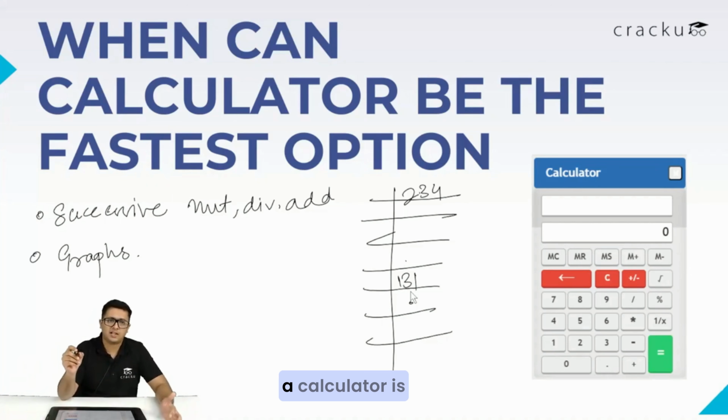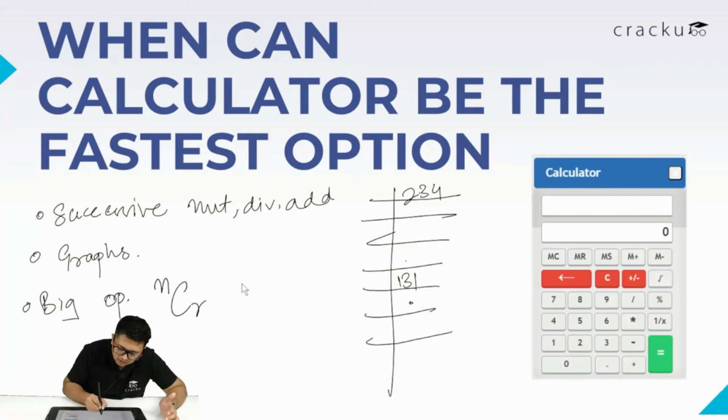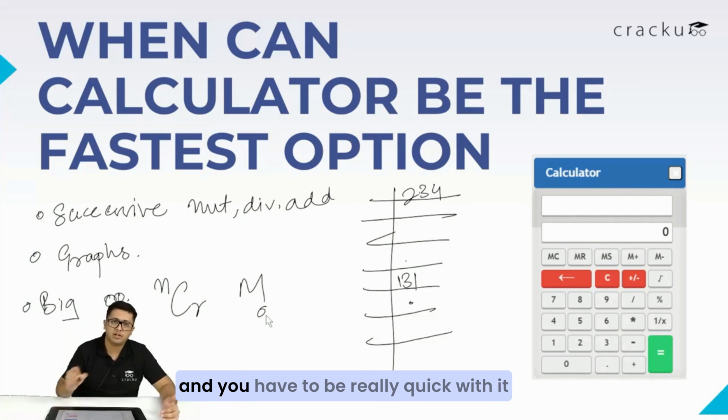Another place you should be using calculator is big operations, right? Your permutations and combinations, NCR, and your n factorial, right? So again, with these as well, you should do a maximum amount of operation on your paper, and just the final bit on your calculator, you have to be really quick with it.